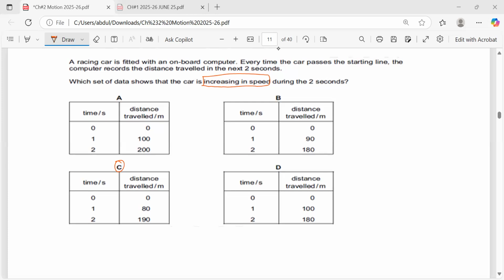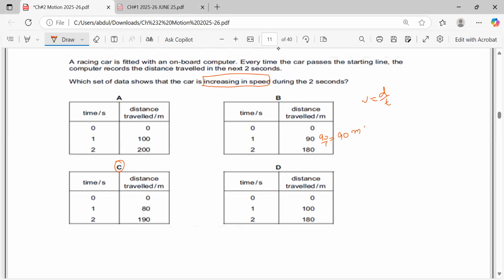Now what do you have to do? We know again the speed is equal to distance over time. I'm not writing the formula. Here speed is 90 over 1, 90 meters per second. Here 180 over 2, again 90 meters per second. Here the speed is the same, so it cannot be the answer. We need increasing speed. Here, same formula, 100 over 1, 100 meters per second, 200 over 2, again 100 meters per second. It means the same speed, so this also cannot be the answer.